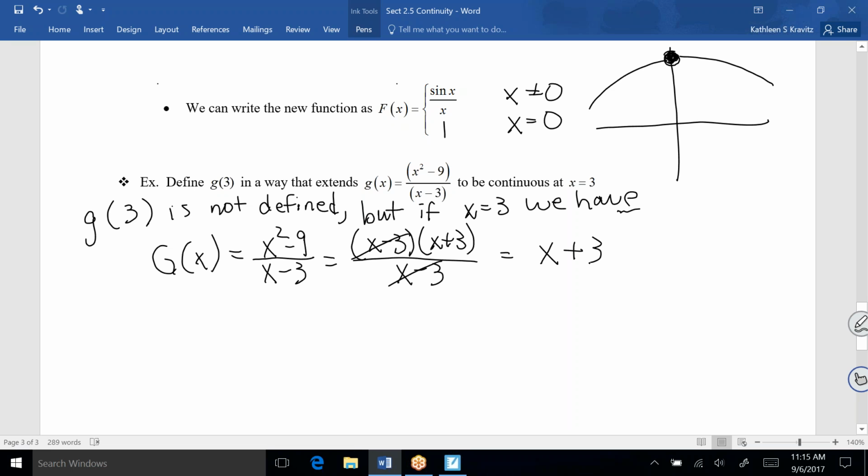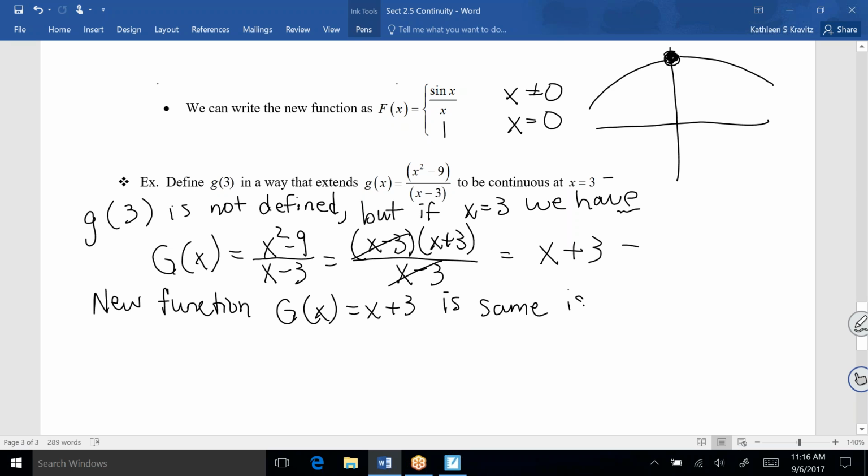So these two functions, lowercase g of x and uppercase G of x, are two different functions. They're actually the same function, except this one is going to be defined at 3, and this one is not going to be defined at 3. So this new function, big G of x equals x plus 3, is the same as little g of x except at x equals 3.